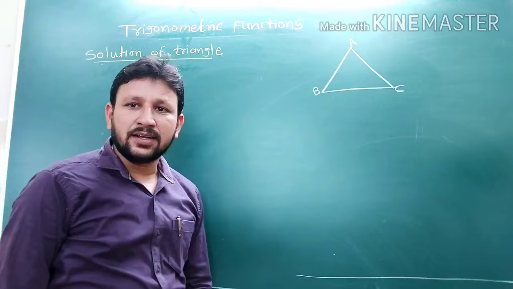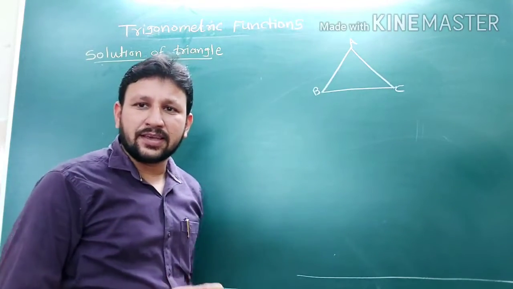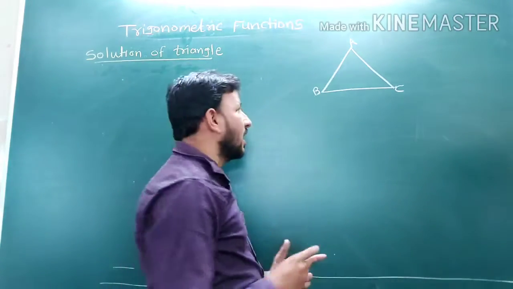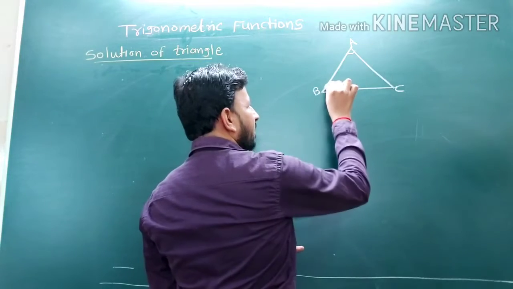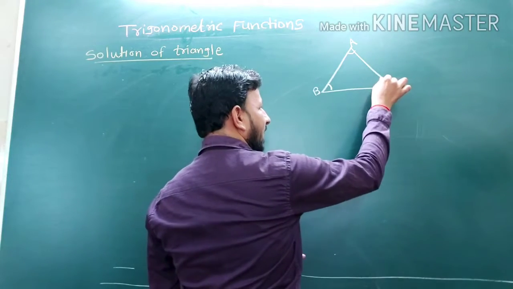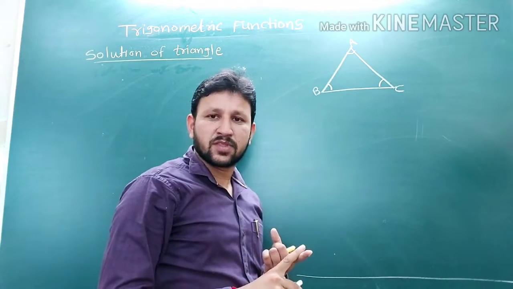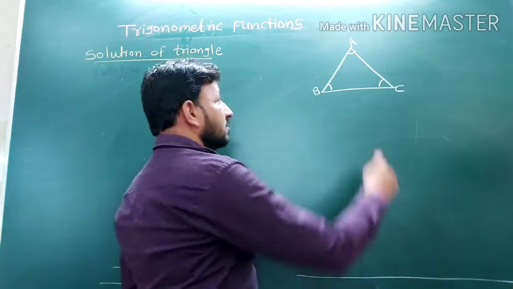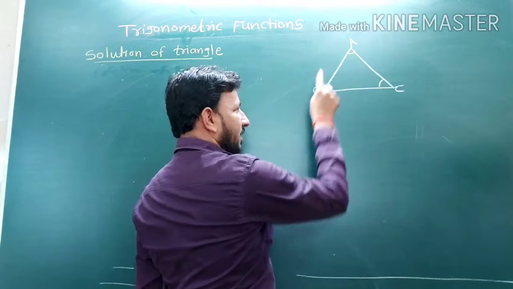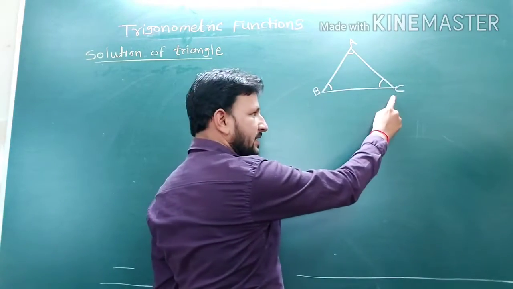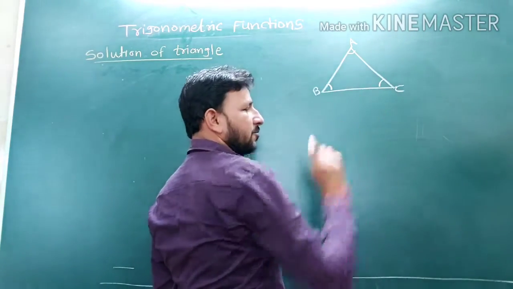For this triangle ABC, the angles of the triangle are angle A, angle B and angle C. These are the angles of the triangle. Then the sides of the triangle are AB, BC and AC.